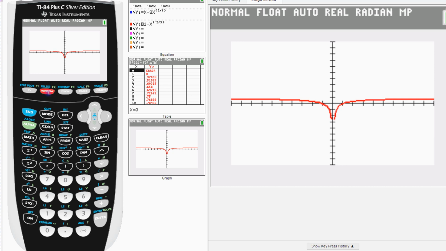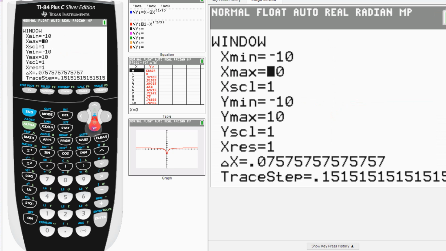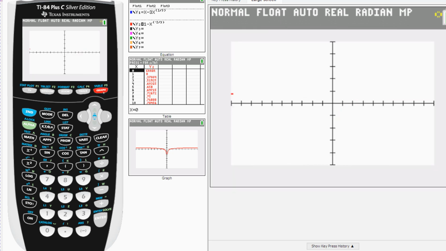So I'm going to go to my window. I'm going to leave the X's, those are fine, and I'm going to change my Y. I'm going to go maybe -5 to +5 to kind of zoom in. Hit graph and see if it shows me a little better of what's going on. It's a little slow.